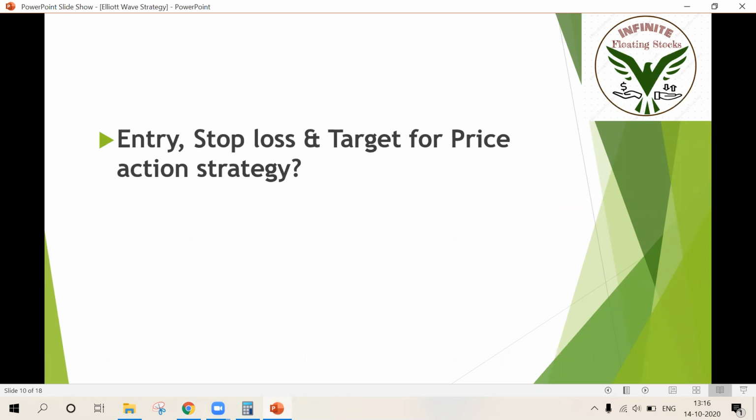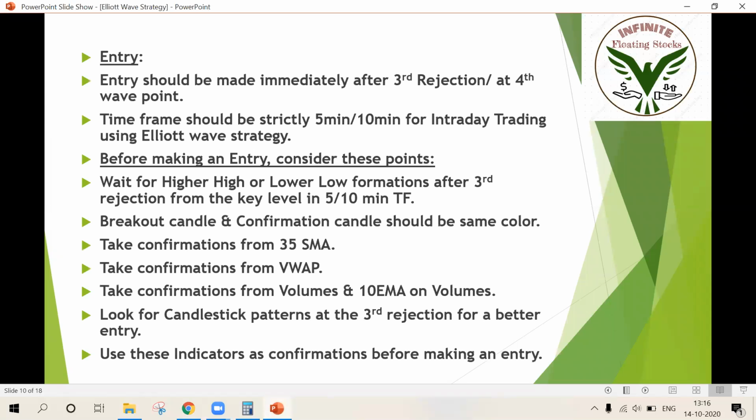So entry, stop loss, and target for the price action strategy. Okay, they are the same. Entry, stop loss, and target are the same for the price action strategy and for the Elliott wave strategy. Entry should be made immediately after the third rejection or at the fourth waypoint. I already told you that. I repeat, entry should be made immediately after the third rejection. This is very important. And time frame should be strictly 5 or 10 minutes for intraday trading using the Elliott wave strategy.